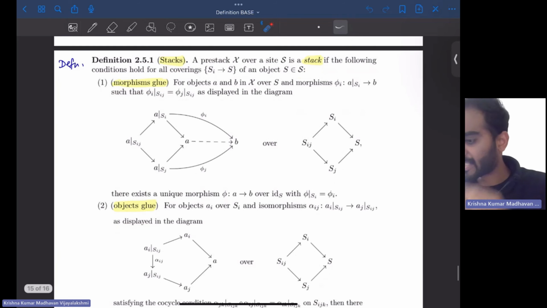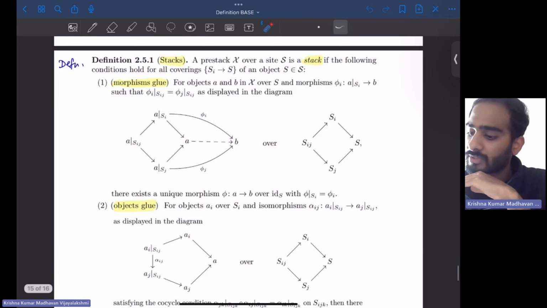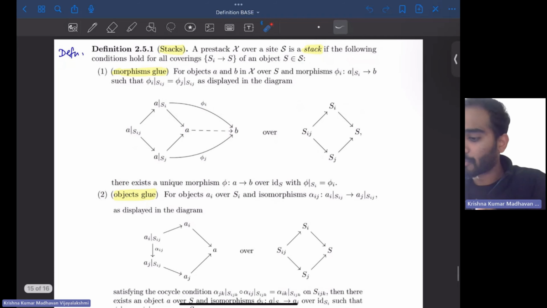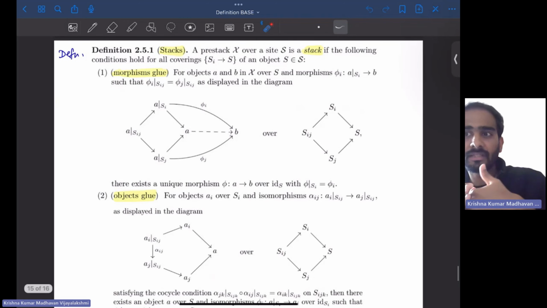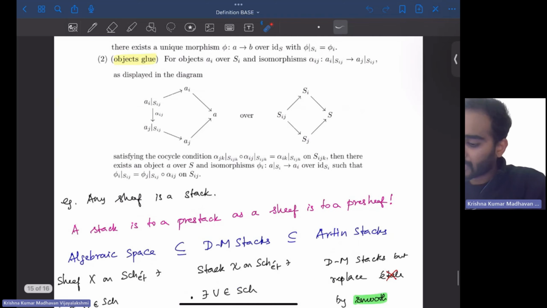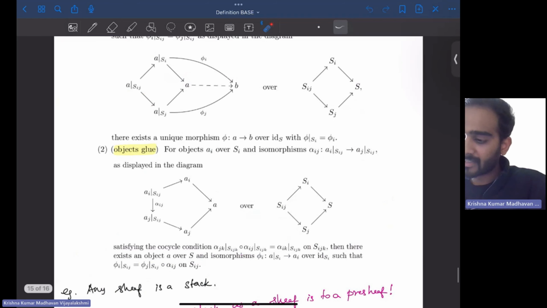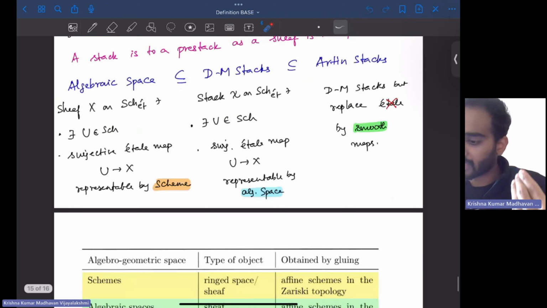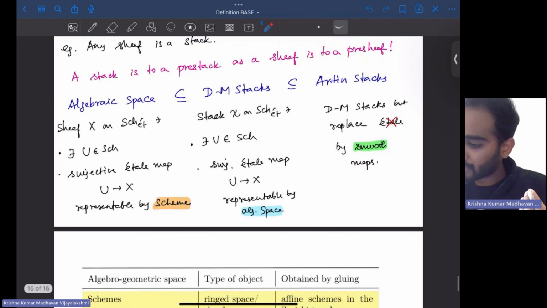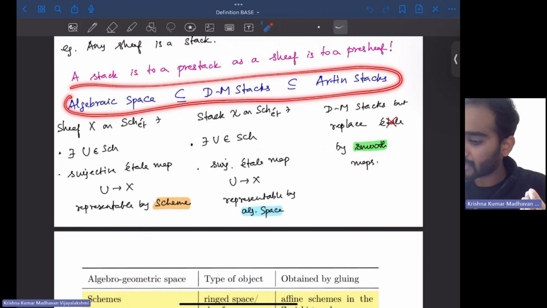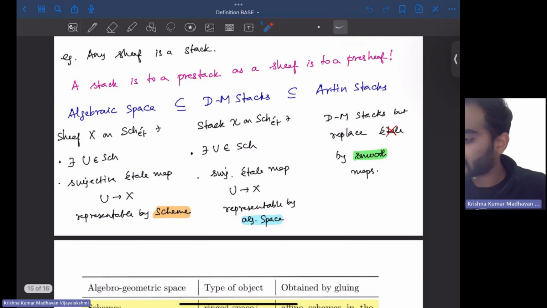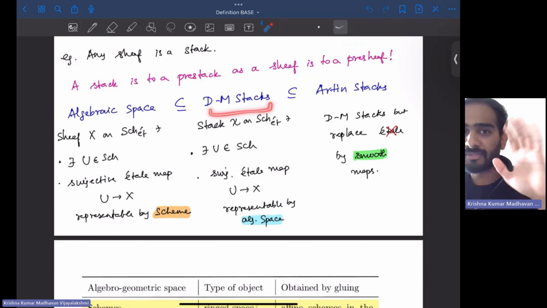And a pre-stack can become a stack if it satisfies more specific gluing criteria, which is that morphisms should glue in a nice way and objects should glue in a nice way. If you go back to the definition of a scheme, you can see that these go in line with the definition of a pre-sheaf and a sheaf. So in other words, any sheaf is also a stack. This is just a two-categorical generalization of what a stack is, right? And then people study these kinds of inclusions for each of their representative senses. So in this talk, we'll just define what a DM stack is.